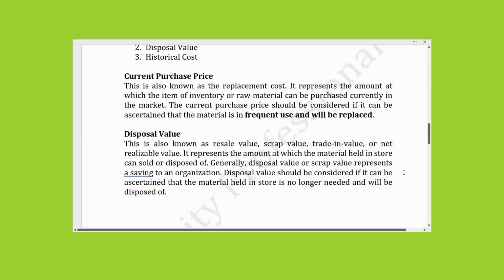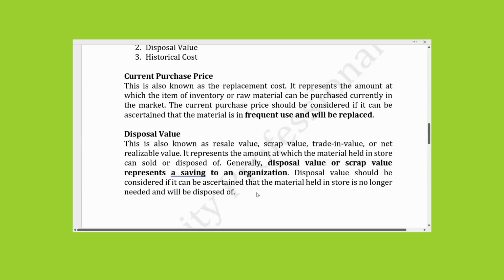Okay, this is what I wanted to highlight the other time before my network disappeared. All right, so it represents a saving. So when you see disposal value in a question and you are told that the material will be disposed of, you have to treat disposal value as a saving. A saving will reduce your total cost. All right, it will reduce the total cost. That is the treatment of disposal value. But in a question, the examiner will not call it a saving.